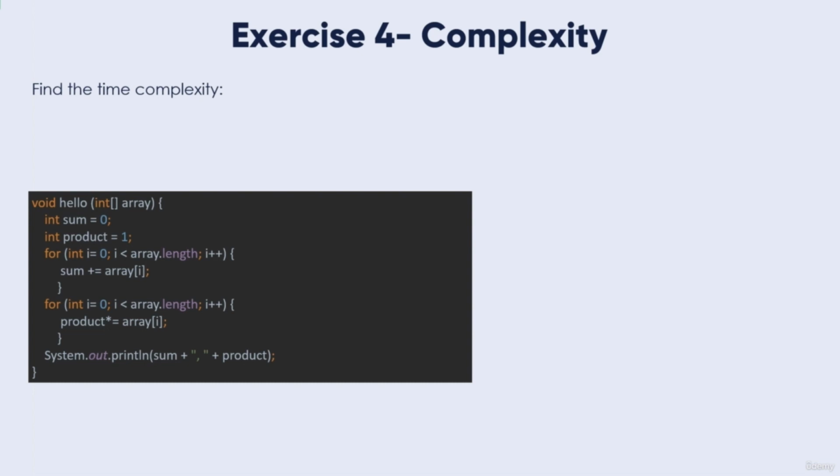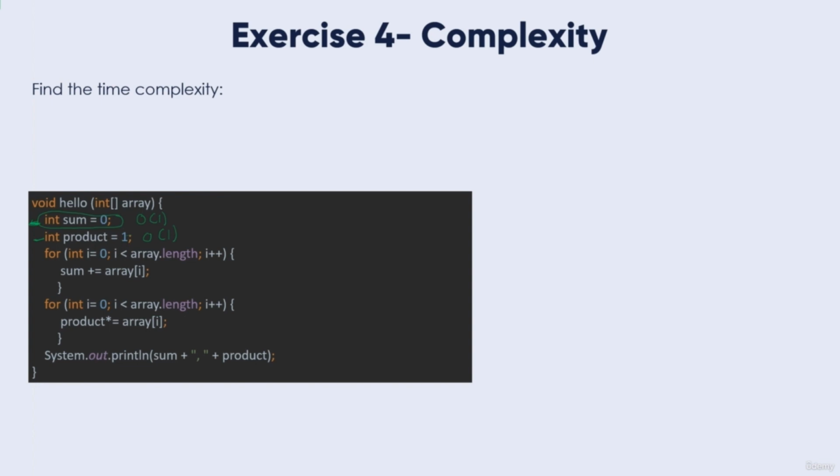We see here that int sum equal to 0. We start with this. We are just declaring a variable, so O of 1. Int product will also result in O of 1. Now, we have done this and done this.